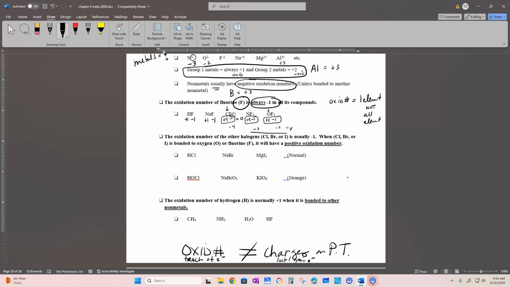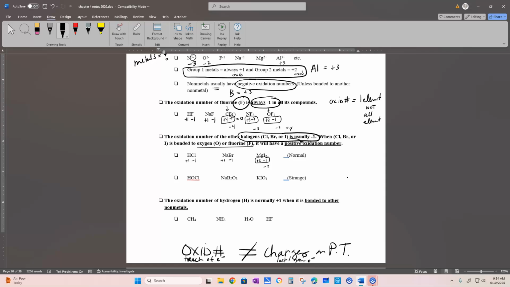The other halogens. Can't say the word always, but I could say the word usually. They're usually -1, unless chlorine, bromine, or iodine are bonded to oxygen or fluorine, in which case they will be positive instead. So you've got to be careful about who they're bonded to. For chlorine, bromine, iodine in these examples, they're all -1. I don't see oxygen or fluorine. So remember, I still have to get it to be 0. So hydrogen has to be +1. That sodium has to be +1. Now iodine, 2 times -1 is -2. So that must mean magnesium's +2.